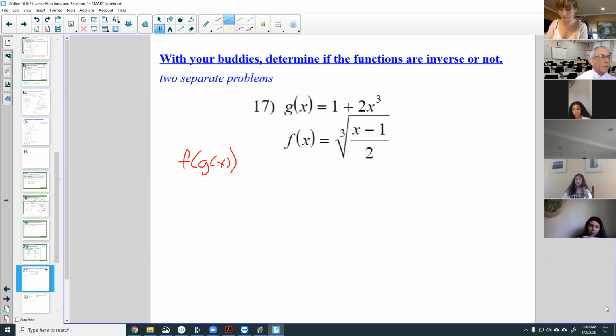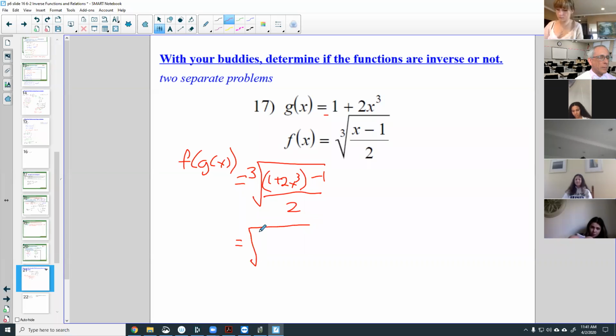So let's see. Helena, how would I set this up? So you would do f of g of x is equal to the cubed root of 1 plus 2x to the third over 2. You missed something. Oh, minus 1. Very good. Minus 1 over 2. And then you do that equation, which I don't know how to do. You don't know how to do this? My brain can't figure it out right now.